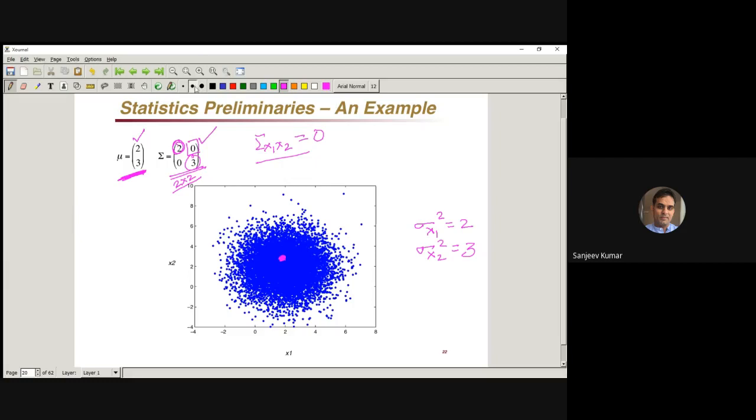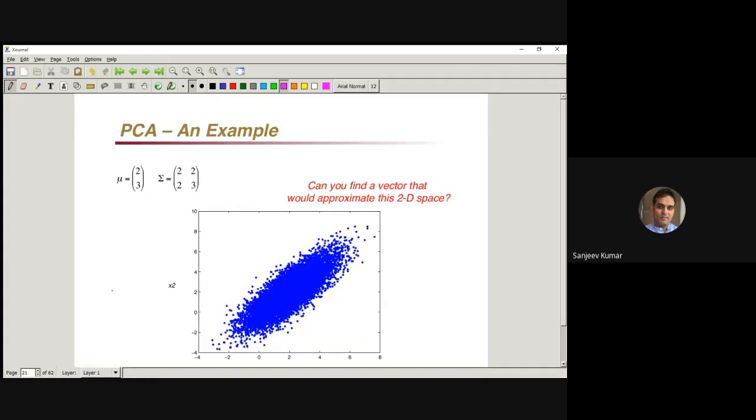But if you see the next example, a just shifted version of this data, here you can see the same mean but a different covariance matrix, and here the covariance between x1 and x2 is positive. So what you can say is that positive covariance means if x1 is increasing, then x2 is also increasing. Now if I ask you, can you find a vector that would approximate this 2D space, or can you find a line of maximum variation?